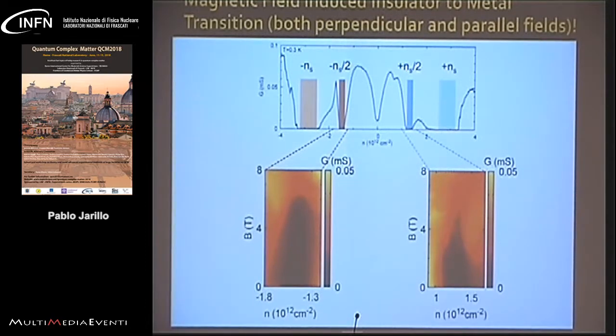You have an insulator to metal transition as you apply a magnetic field. This is something which is totally unprecedented in my experience with graphene devices. With graphene devices, if you apply a perpendicular magnetic field, you either go from metal to insulator or from insulator to a stronger insulator. You never go from insulator to metal, okay? And in fact, it doesn't matter if you apply this magnetic field perpendicular to the layers or parallel to the layers. In both cases, you go from an insulator to a metal.